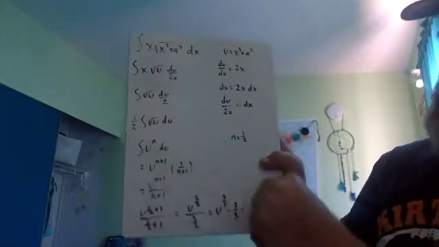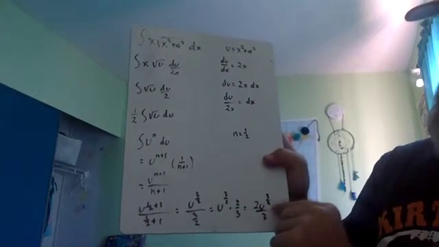And this is the integral of our original problem. Now we just have to get rid of the u and put in the x squared plus a squared.